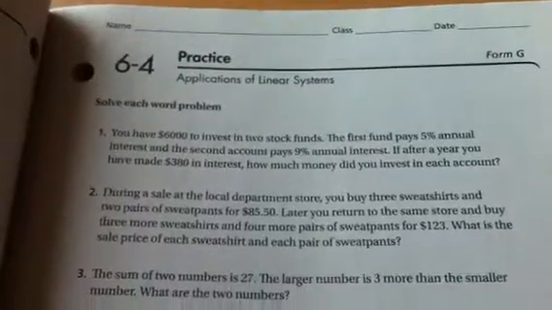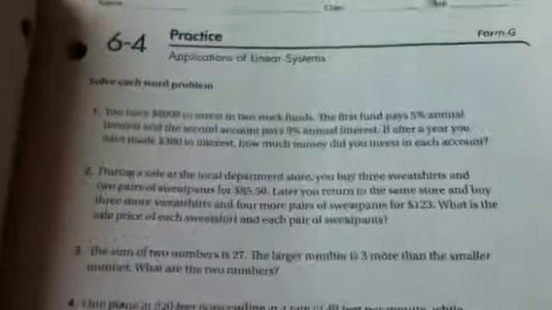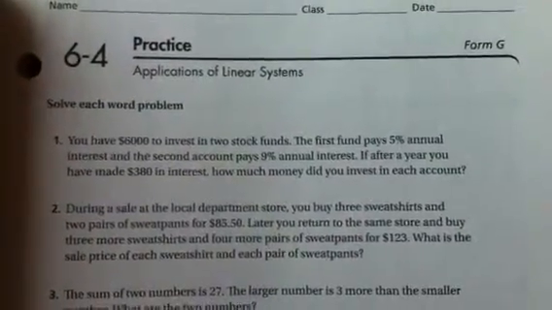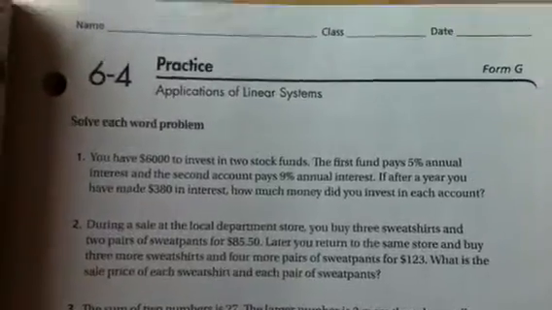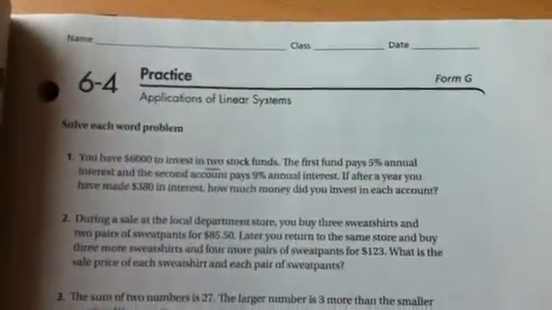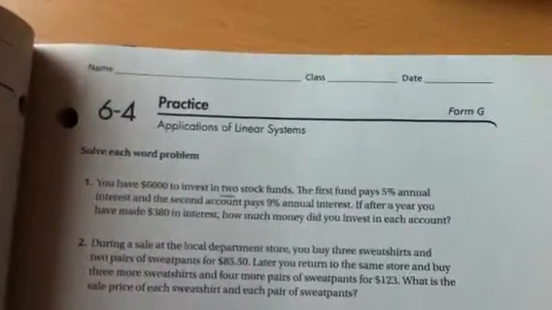Okay, we're going to look at this first problem on here. I'm trying a little different of a video. So it says you have $6,000 to invest in 2 stock funds. So it tells you 2 stock funds right there, okay? So we know that our X and Y's are probably going to have to relate to those stock funds.